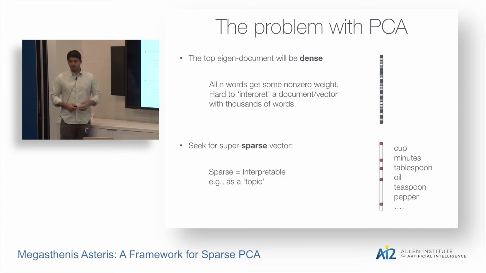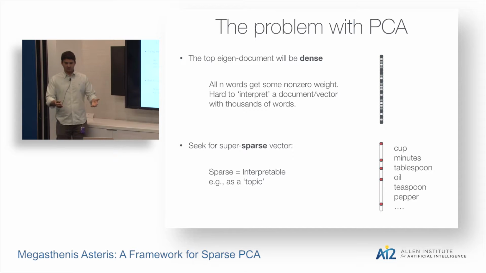Okay, the problem with vanilla PCA is that the vector that we will find will always be dense. So we have n dimensions corresponding to the n words in the English dictionary, or at least the words that appear in our corpus. So we will find a vector x that corresponds to a pseudo document, a representative document, but all words that appear in my corpus will get some weight.